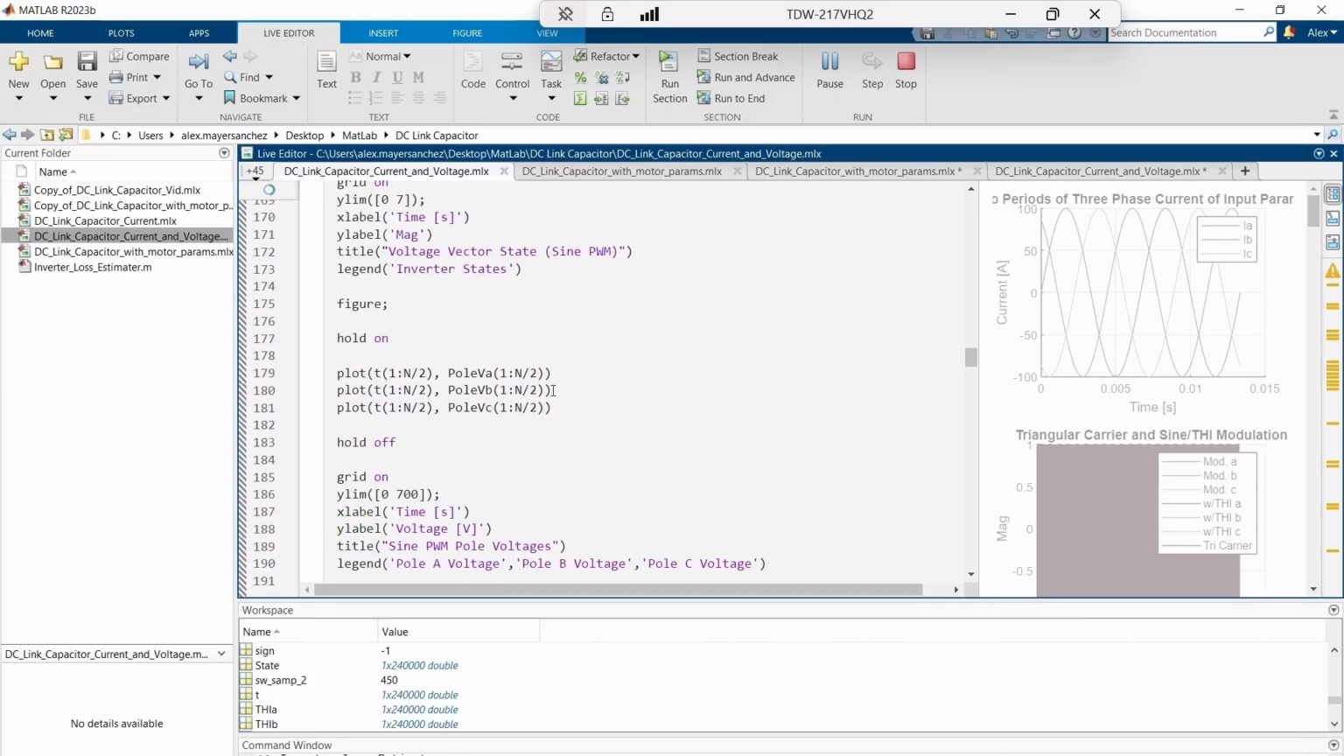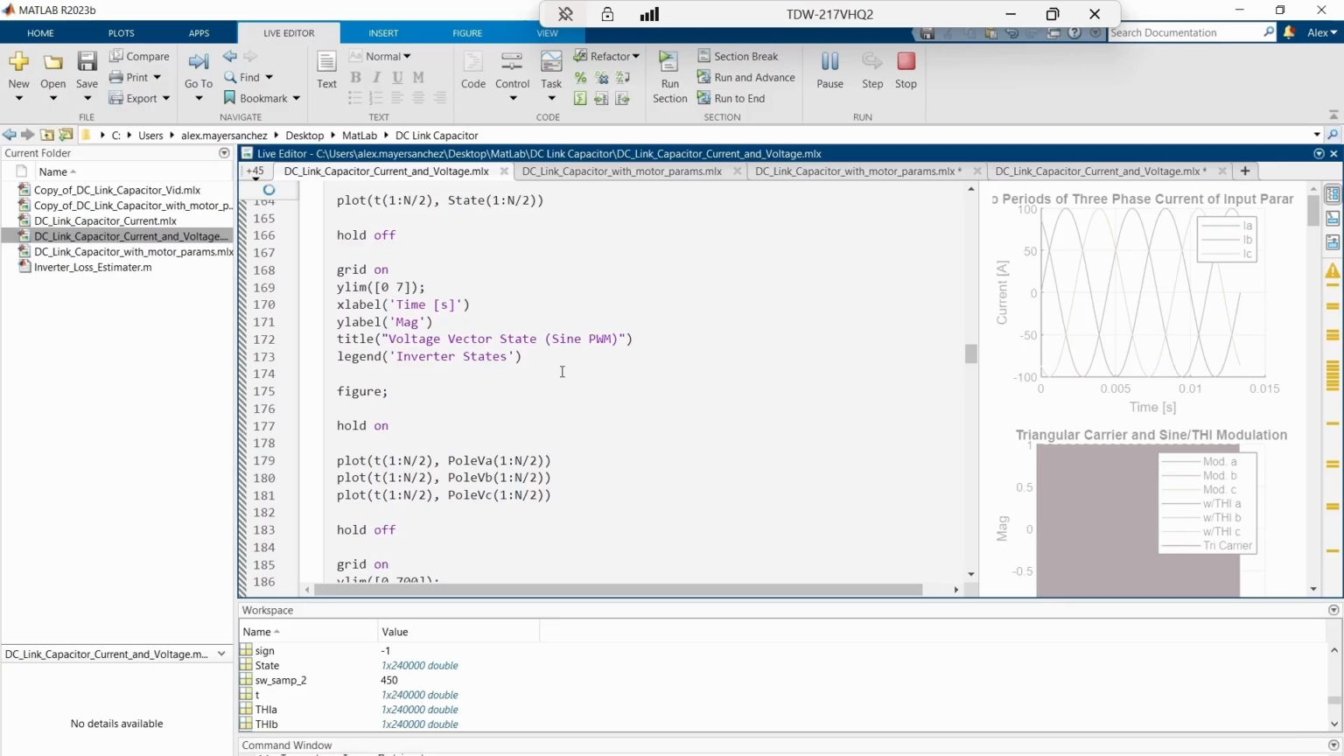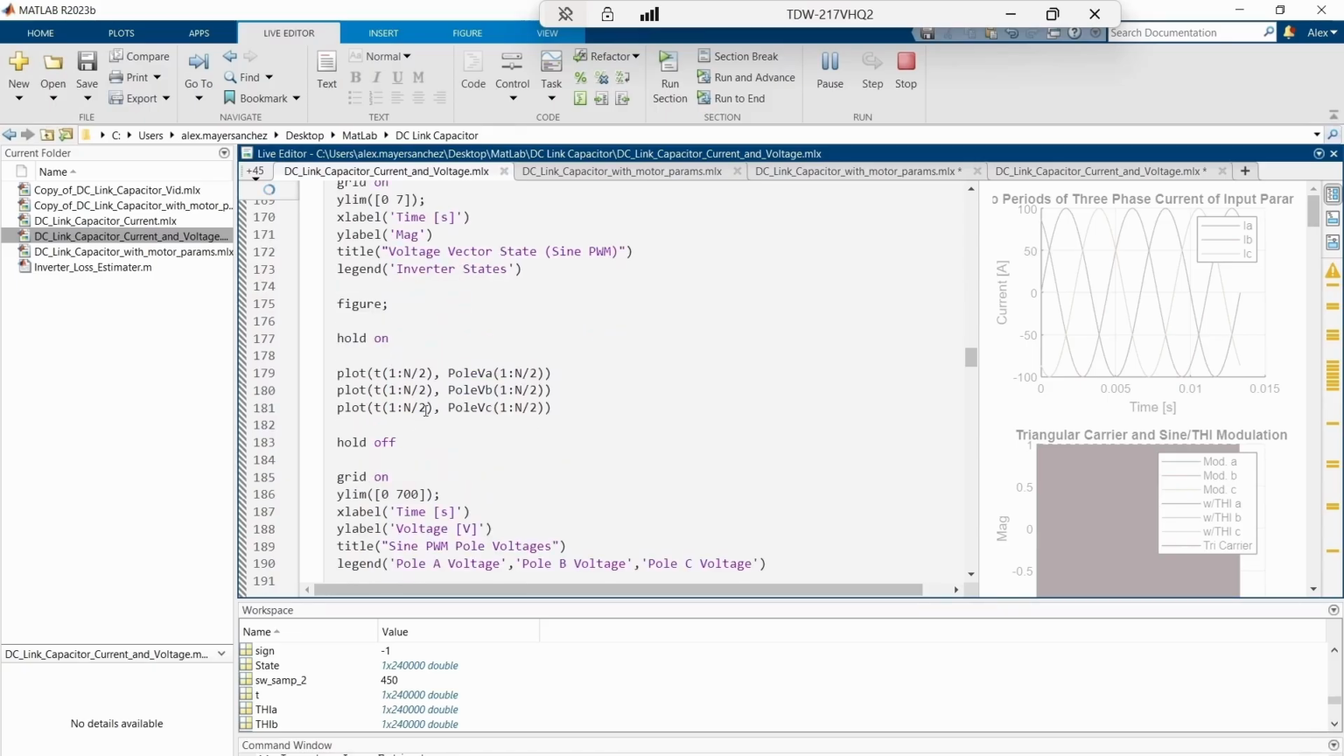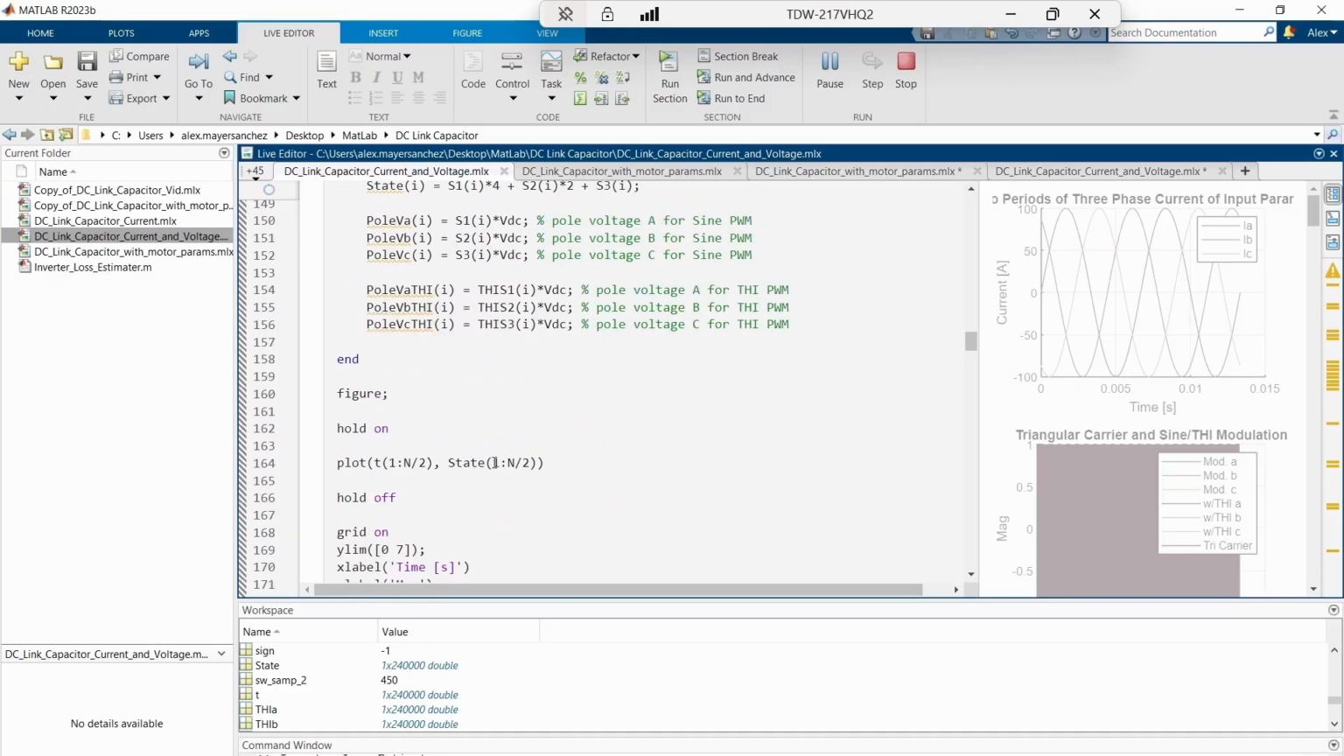How I'm doing all these plots isn't super important, it's just MATLAB syntax, setting y limits if I want them, labeling the axes, and deciding what I'm plotting. So this is basically saying plot the vector of t on the x-axis, time from array index 1 to n over 2, and then plot this pole voltage from 1 to n over 2 in the array as well.